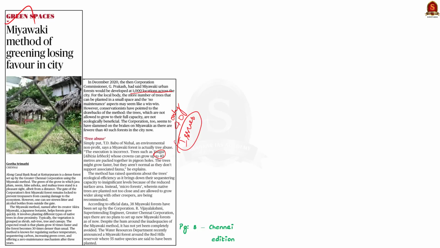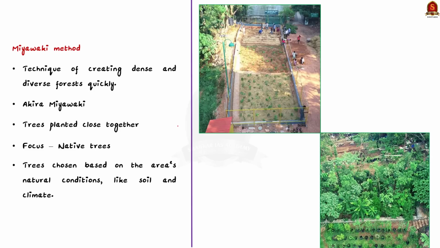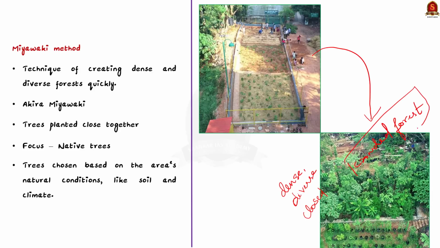See, the Miyawaki method is a special way of planting trees that helps create dense and diverse forest quickly. It is named after a Japanese botanist, Akira Miyawaki, who developed this method. In this method, instead of planting trees far apart, the Miyawaki method plants trees close together like a crowded forest. Many different kinds of native trees are planted together in a small area. This creates a strong and diverse forest that grows quickly.